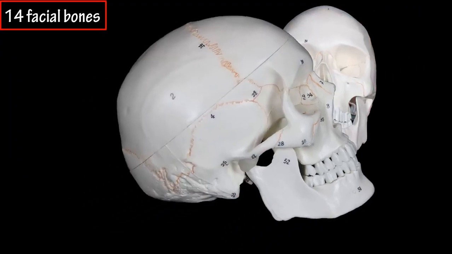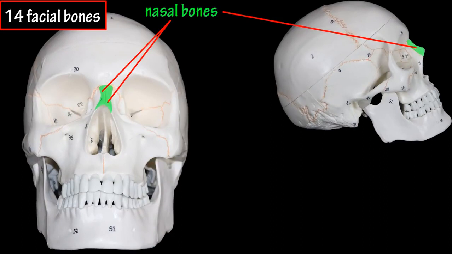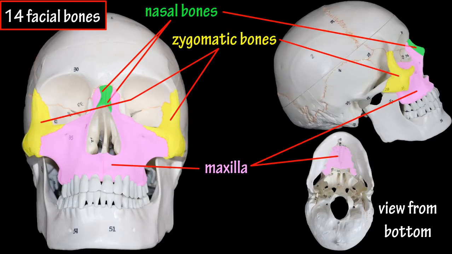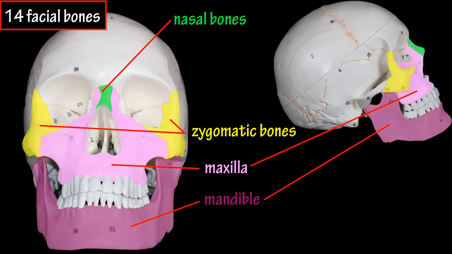The facial bones include the 2 nasal bones, located between the eye sockets, forming the upper part of the bridge of the nose. 2 maxilla bones, which extend backwards, forming the front of the upper jaw, part of the nasal cavity, and the bottom portion of the eye orbits. 2 zygomatic bones, or cheekbones, which also form the front outer portion of the eye sockets. The mandible, which is the lower jaw bone.